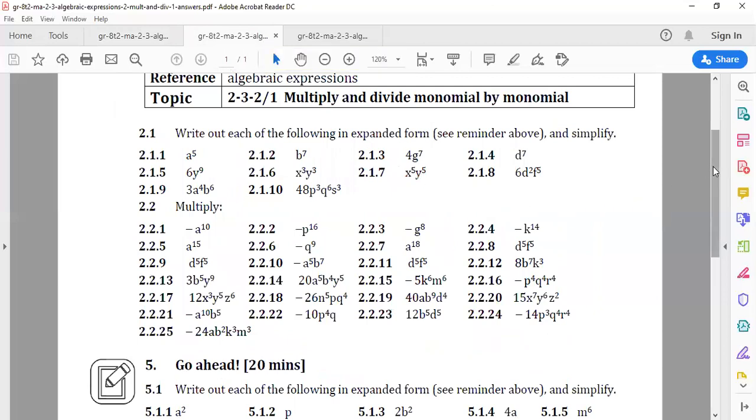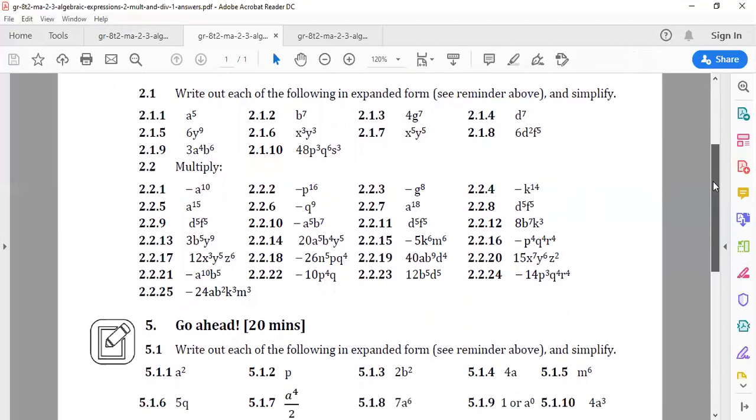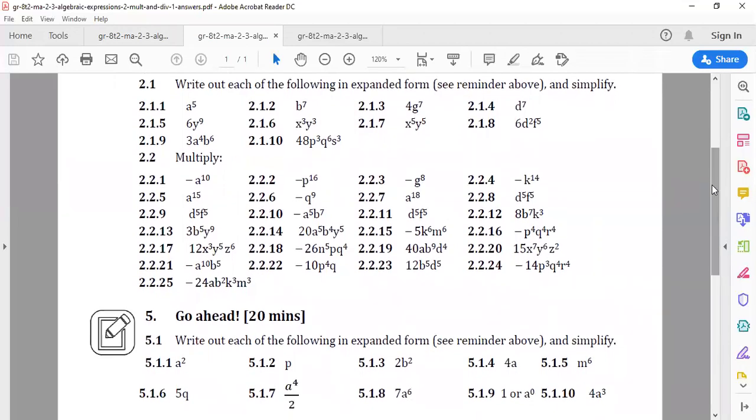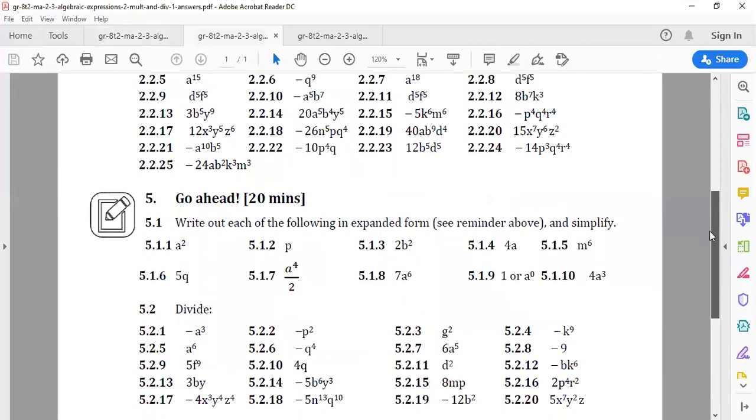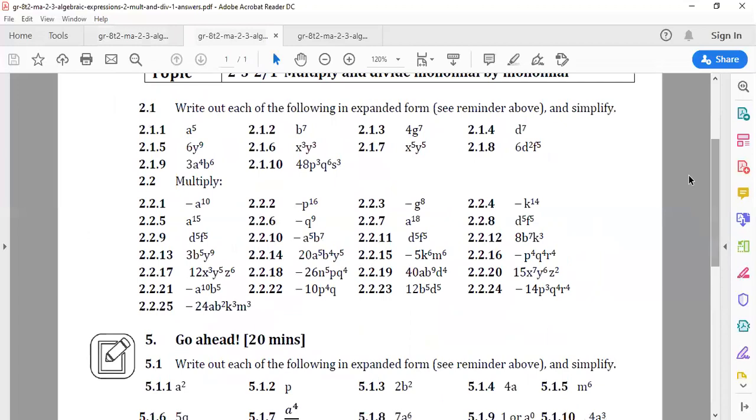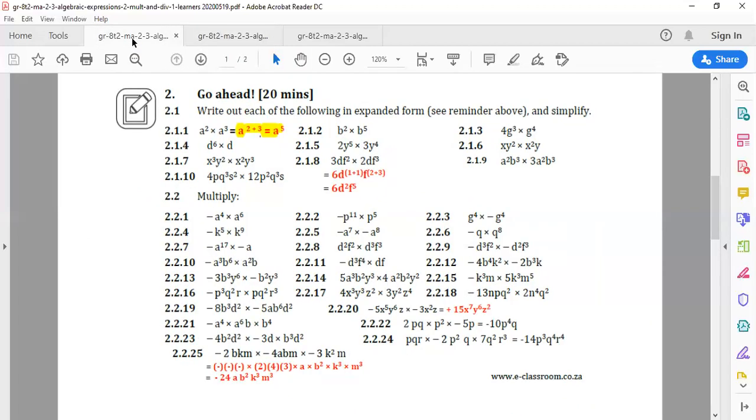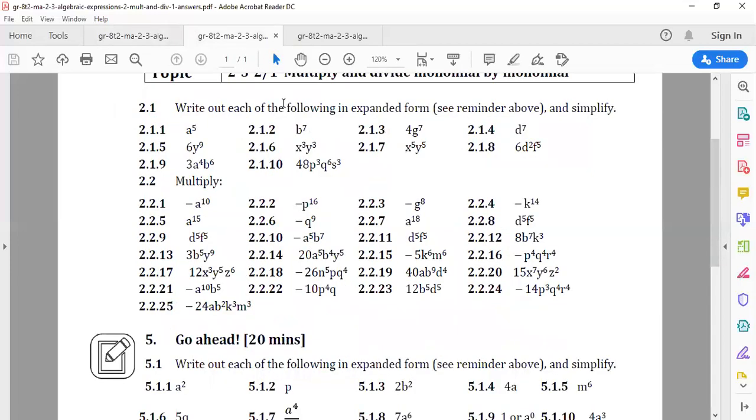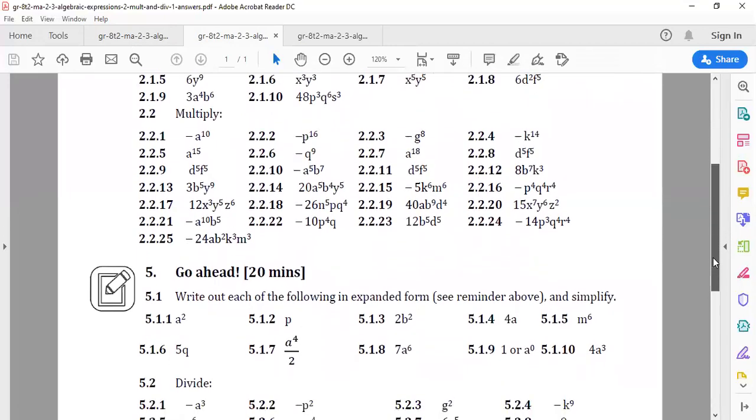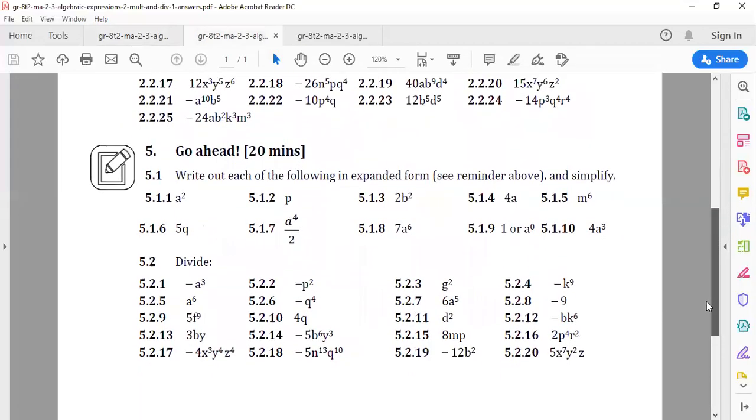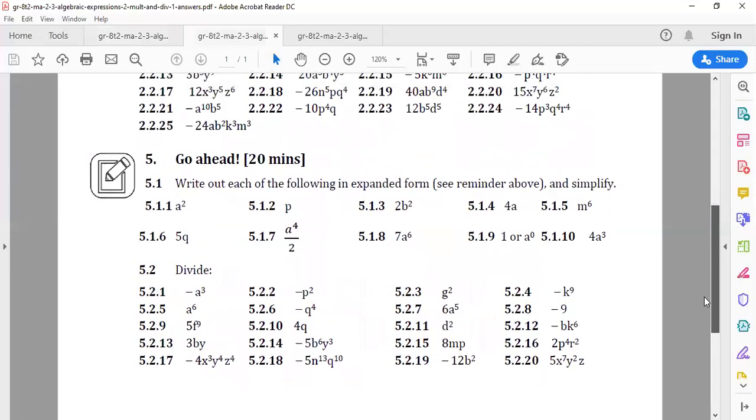On the second PDF, we have the solutions. Okay, this is the first part of the solution to the questions in the first PDF. So you can go through this and compare your answers according to the method that I just described.